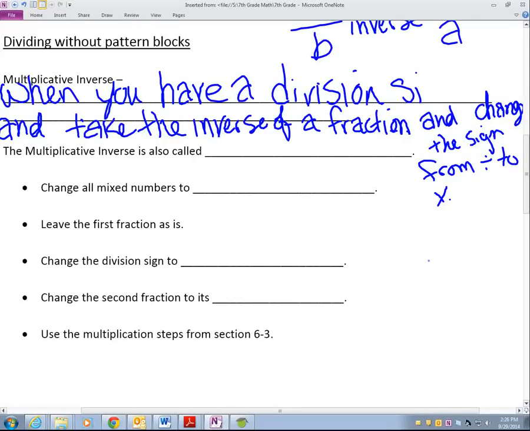Okay. The multiplicative inverse is also called, does anyone remember, it starts with an R? I've said it twice already. Reverse.